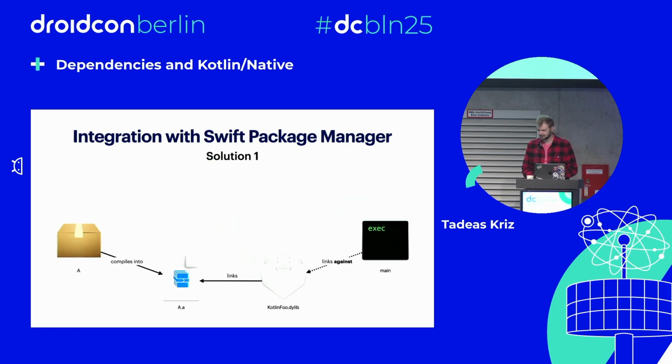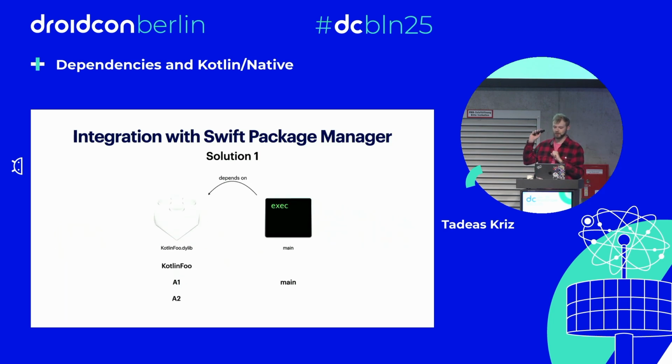So, solutions. This first one, if you do it, I can tell you right now, being an iOS developer myself, your iOS team won't like you. And that's because of how everything looks together. So what we're doing here is we take A, and we link it as a static library directly into the Kotlin one. So now our Kotlin library looks like this. So we have Kotlin foo, we have A1 and A2, and everything is in our public interface.